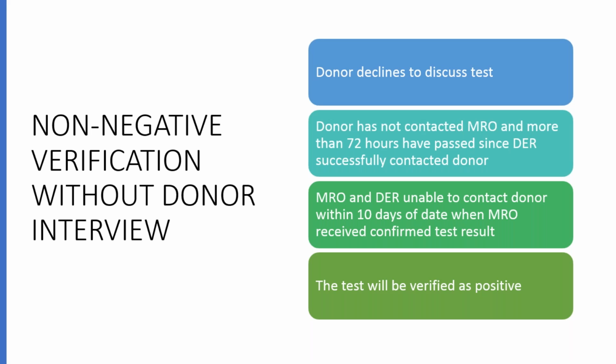Number one, the donor declined to discuss the test. The donor has not contacted the MRO, and more than 72 hours have passed since the DER successfully contacted the donor. The MRO and DER have been unable to contact the donor within 10 days of the date when the MRO received the confirmed test result. If those three things have happened, the test is then going to be verified as a positive. At that point, if it's FMCSA, it's reported into the clearinghouse, and all the subsequent disciplinary actions take place.